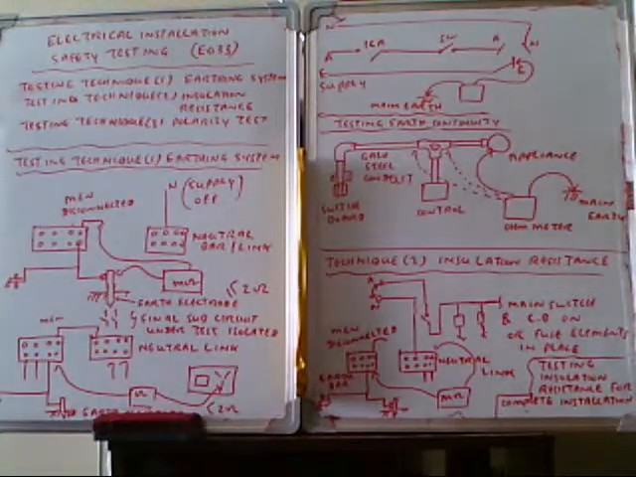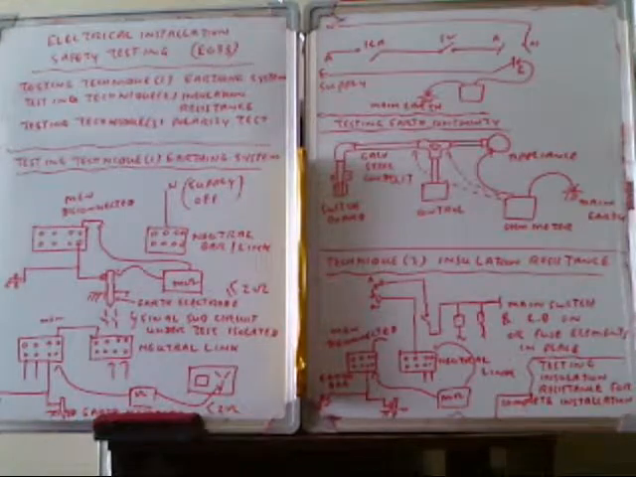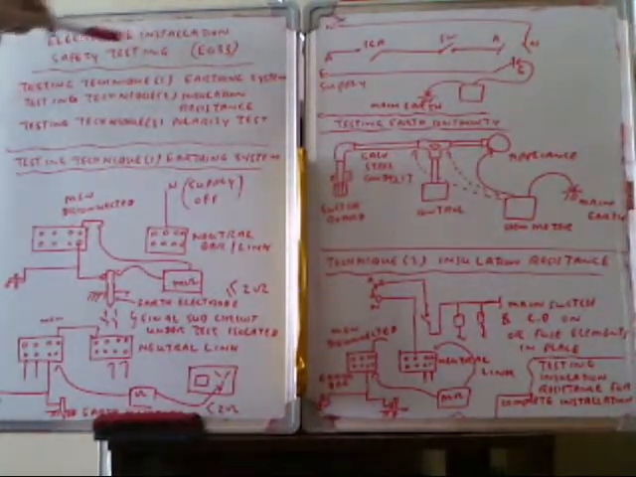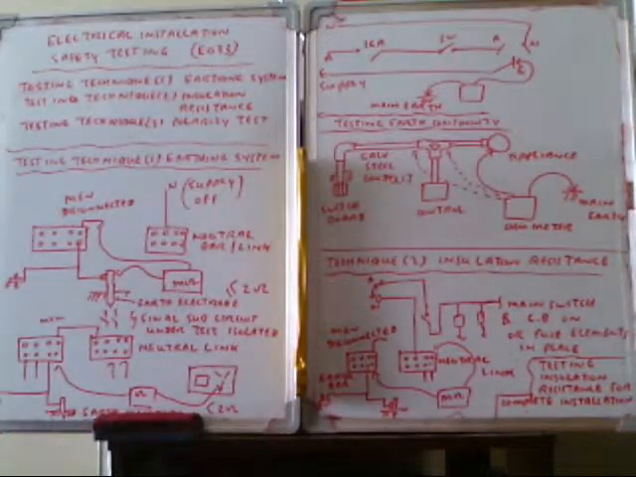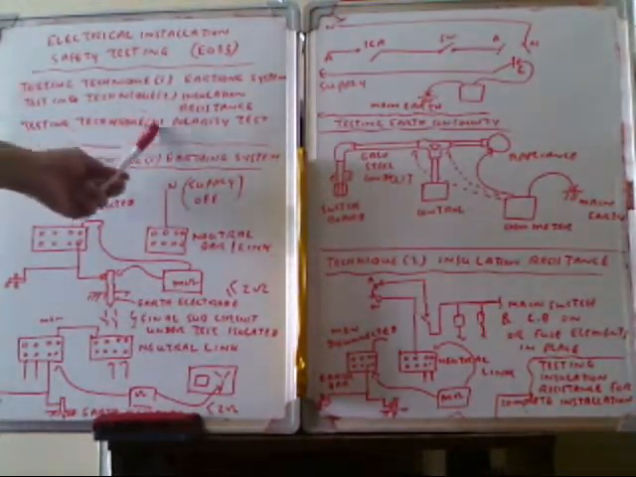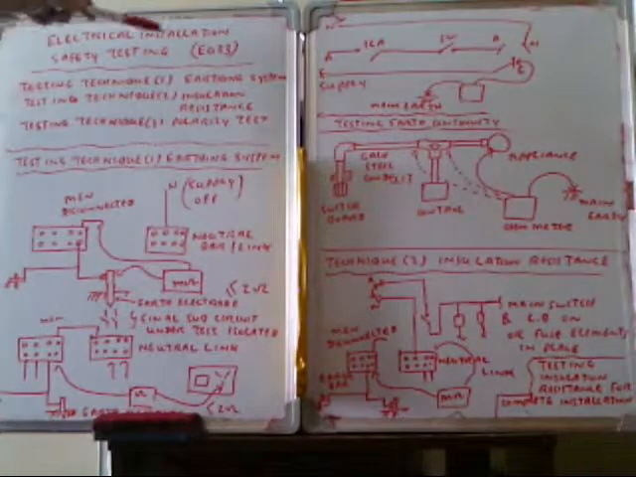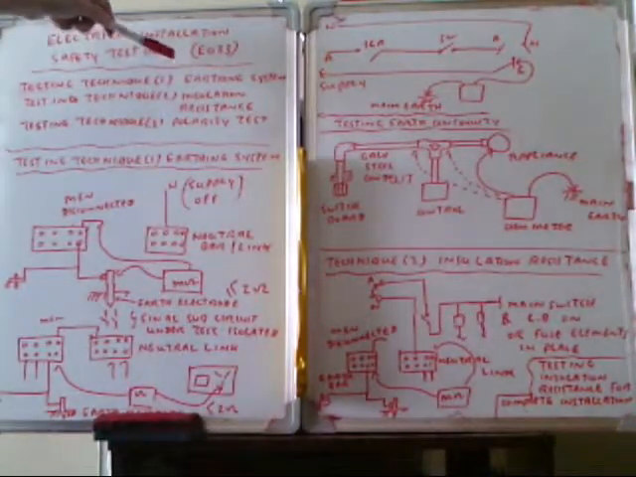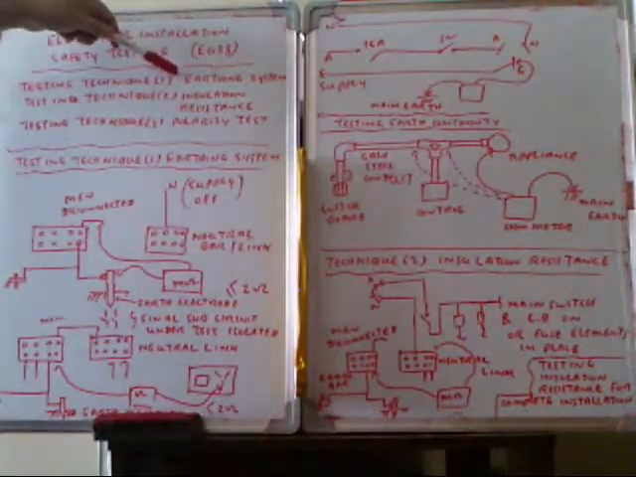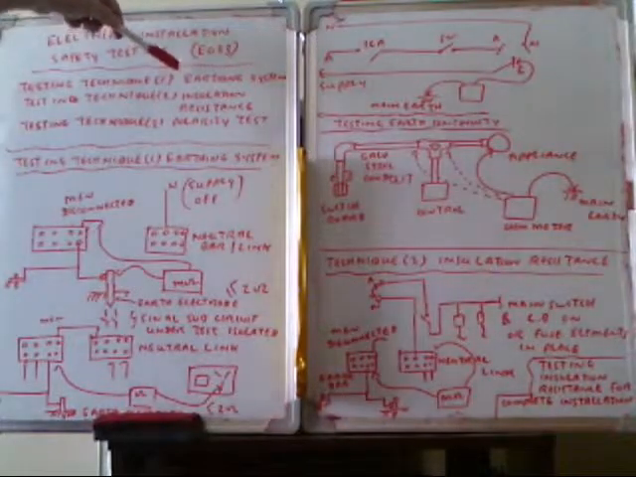Electrical installation safety testing. When you finish the electrical wiring job for any building, we have to test the electrical installation safety. There are three testing techniques. Testing technique one is the earthing system, testing technique two is the insulation resistance, and testing technique three is the polarity test. The earthing system is provided for the electrical system when any leakage happens from the metal conductors.